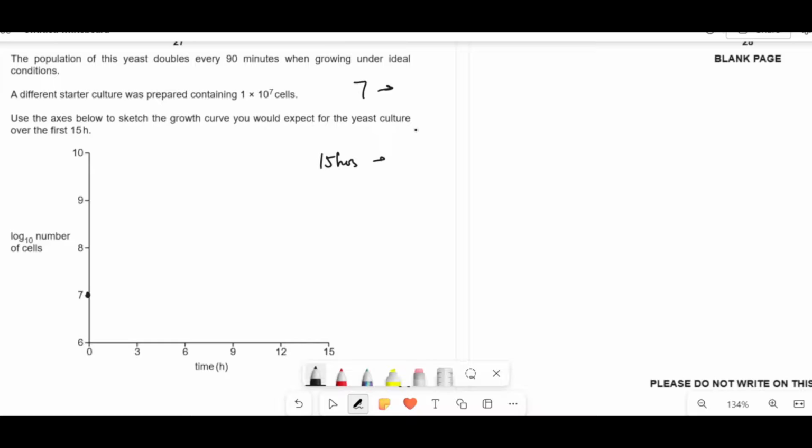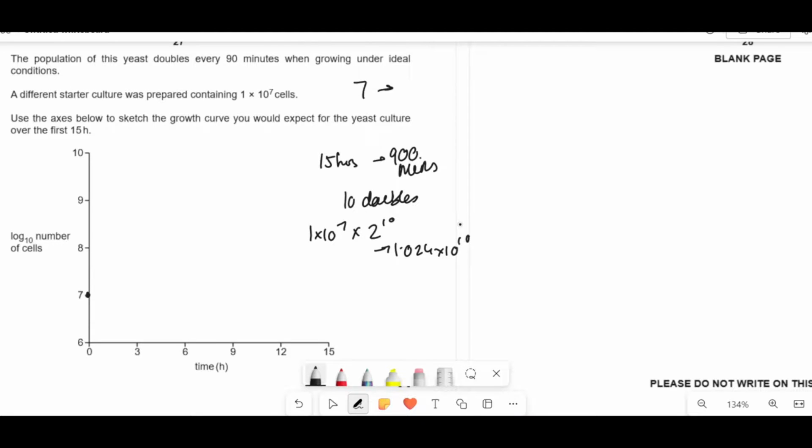So 15 hours, that's going to be 15 times 60. That's 900 minutes, right? So it doubles every 90 minutes. So now we're going to have 10 doubles. So after 15 hours, we'll have 1 times 10 to the 7 times 2 to the 10. Times 2, 10 times 2 times 2 times 2 times 2, and so forth. So that means you're starting, so then the end is going to be this, which gives you what? 1.024 times 10 to the 10.